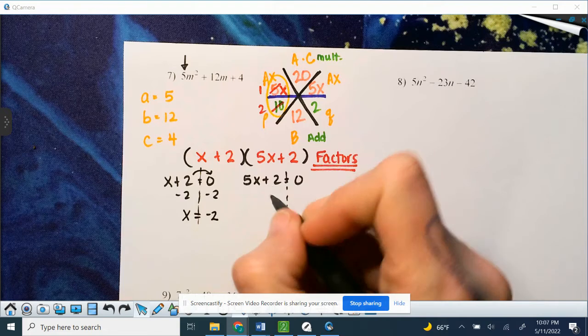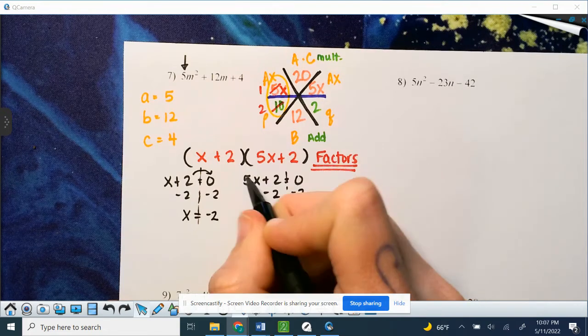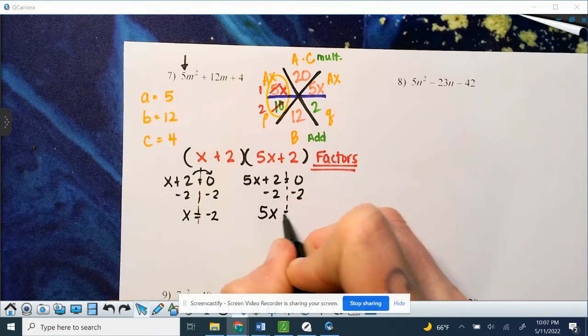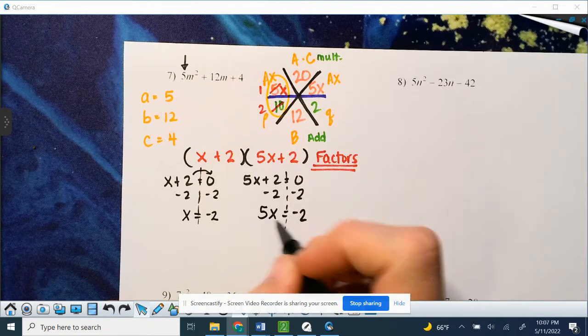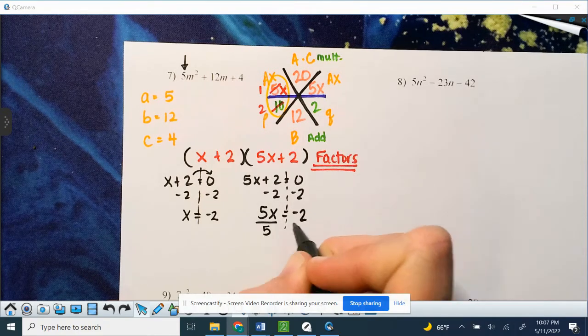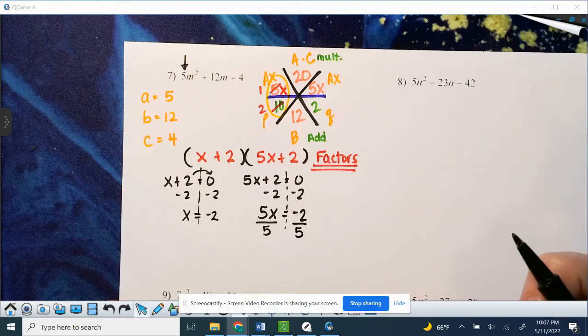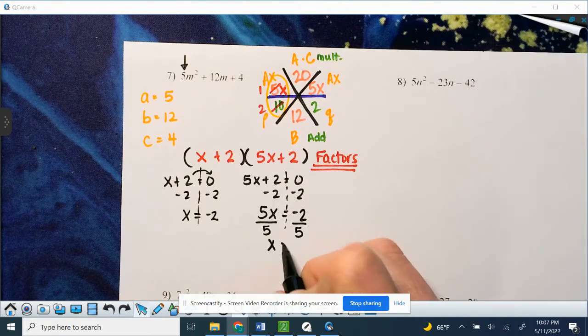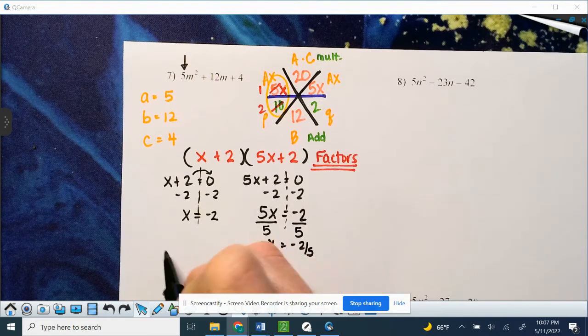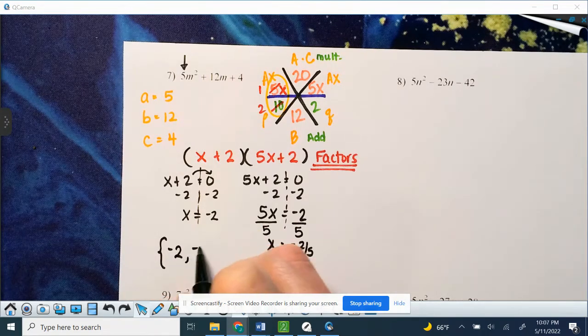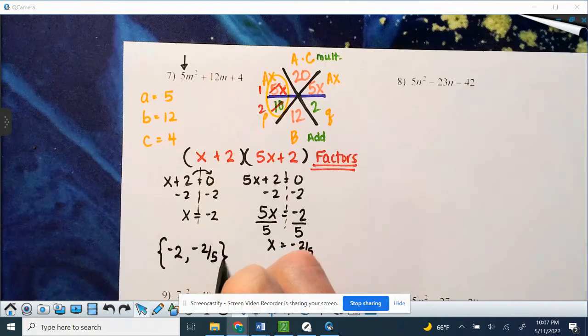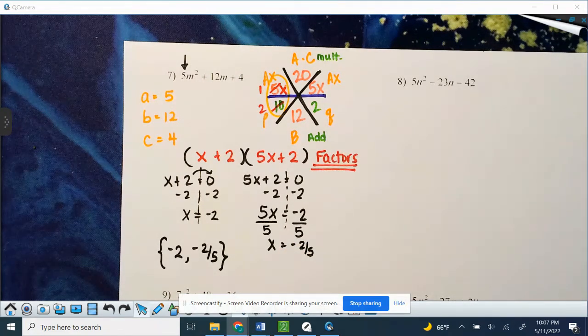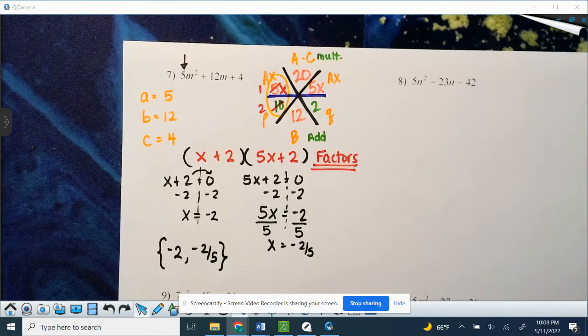Positive 2 again. So we're going to subtract 2, subtract 2. Don't lose our 5x. So 5x equals a negative 2. 5x is 5 times x, so the inverse of multiplication is going to be division. So x equals a negative 2 over 5. So our solution set is going to be a negative 2 and a negative 2 over 5. So those are the two x-intercepts, roots, zeros after you factor. You cannot solve unless you factor. But factoring is the first thing we have to do always.